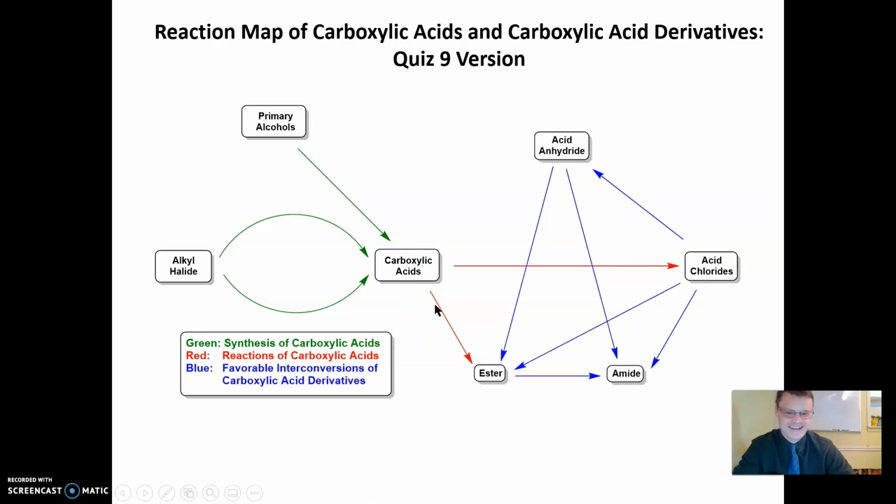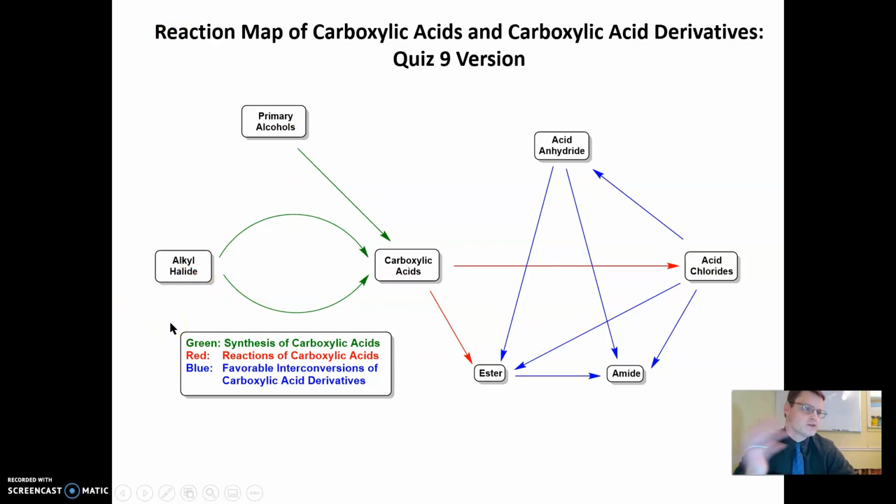However, another thing we've learned recently is favorable interconversions of carboxylic acid derivatives. Okay, and so you can see I've got these different colors to indicate a different way of organizing these reactions. And you can see using these arrows we can get between different groups.